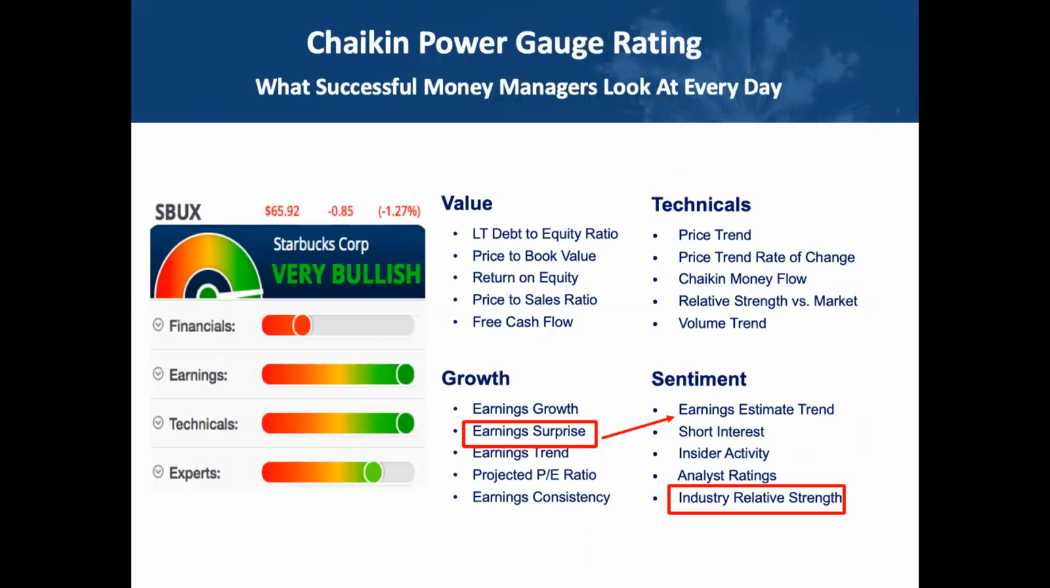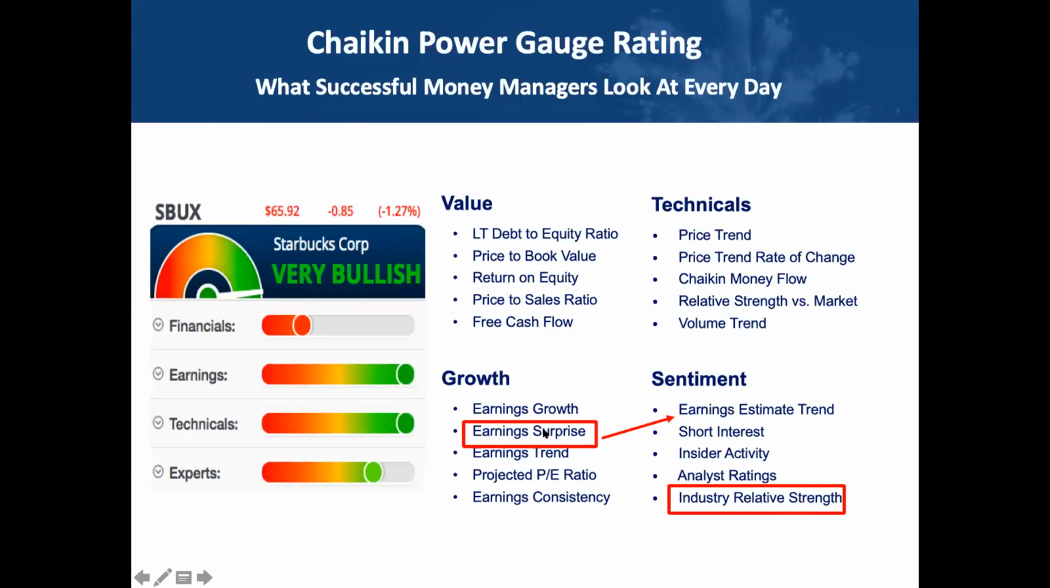Four primary factors that look at value, growth, technicals, and sentiment. These are the factors that successful money managers look at every day. This is what I learned from my institutional clients and colleagues when we had an institutional brokerage firm. The value metrics are 35% of the model, but as we saw with Starbucks, the financial or value metrics can be bearish, but the stock can still have a very bullish rating if the growth metrics are positive, if the technicals, even though they're only 15% of the model, are positive, and the key sentiment indicators.